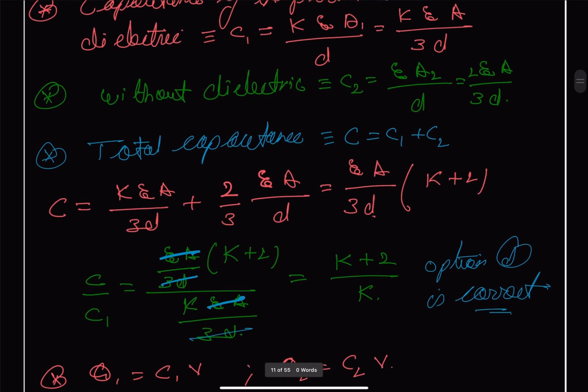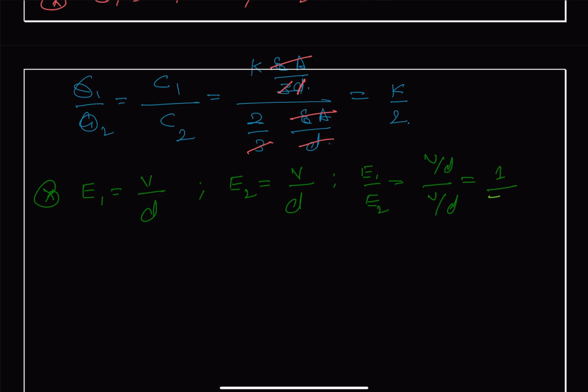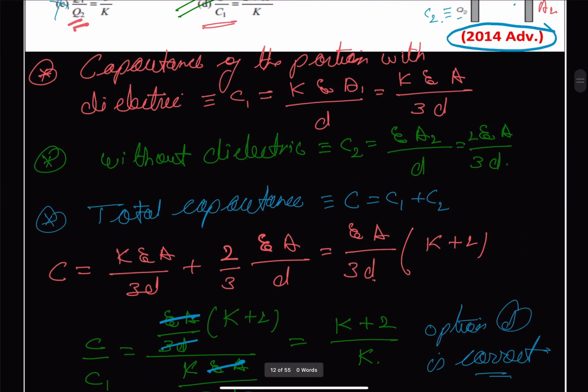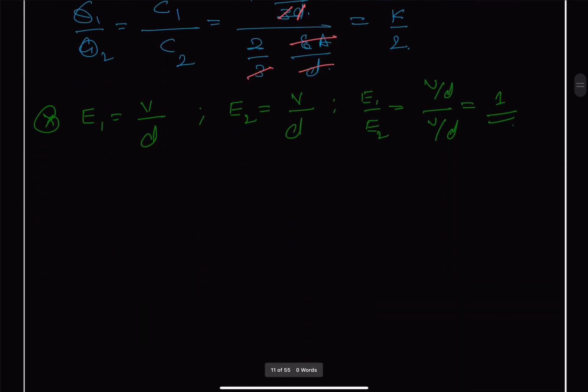Now we come to the electric field. E1 will be equal to the voltage divided by the distance between the plates, and E2 will be the same, voltage divided by distance. Therefore E1 upon E2 will be equal to V by D divided by V by D, which comes as 1. So we get E1 by E2 is equal to 1. So option A is correct.